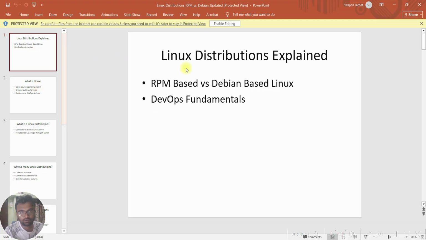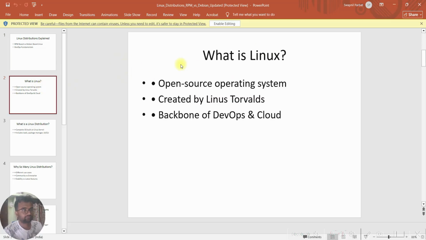Yeah, so we have learned that there are two types of distributions, RPM based versus Debian based Linux. Okay, so what is Linux? Linux is an open source operating system created by Linus Torvalds. Today Linux is widely used in server, cloud platform and DevOps environments. Most production systems run on Linux because it is stable, secure and reliable.